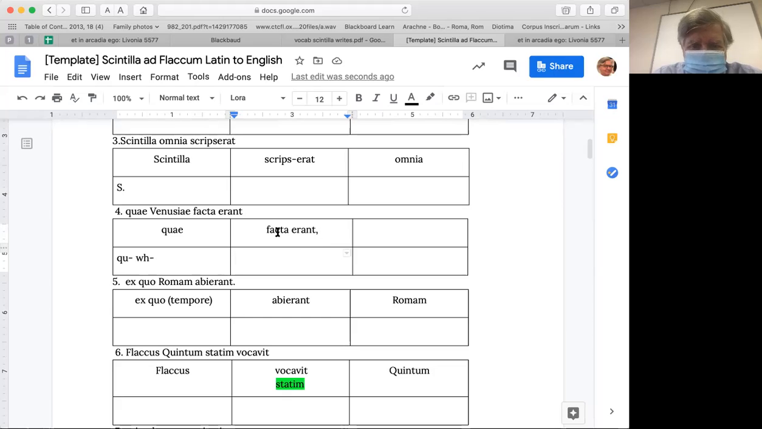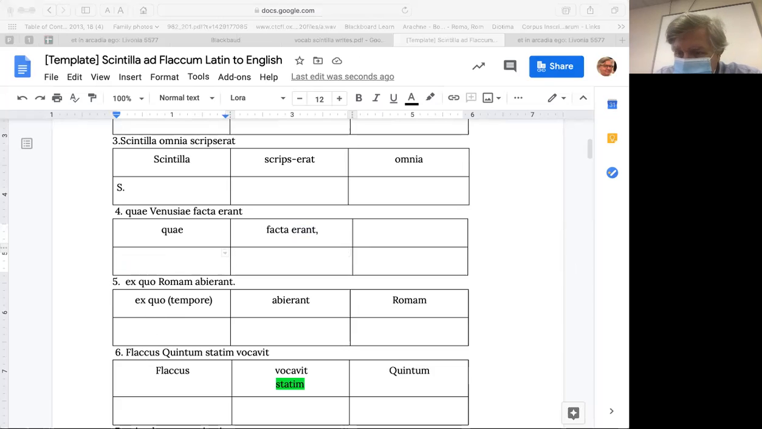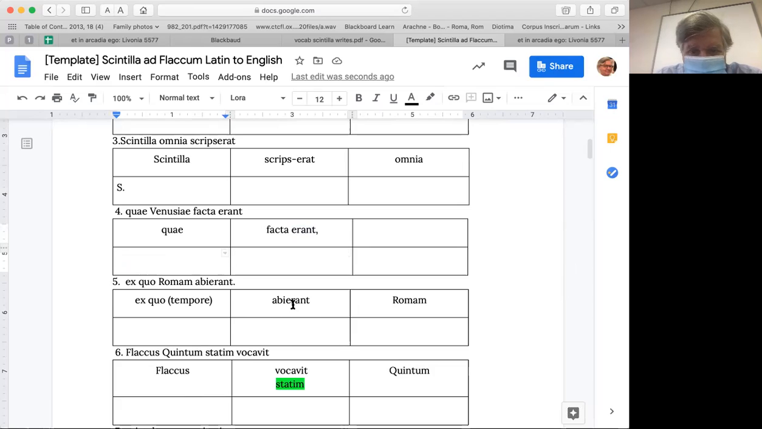It's best to think of this as a single verb form, although it's really a verb to be plus an object or a predicate, facta. Okay. So translate those here. Number 5, ex quo, understand tempore. So you can just, that's why I translated here, since, ex quo, since. Okay. Abierant, again with the same kind of ending that you see here. And the they that's implied here is Quintus and Flaccus, but you can just say they. And Romam is their destination.